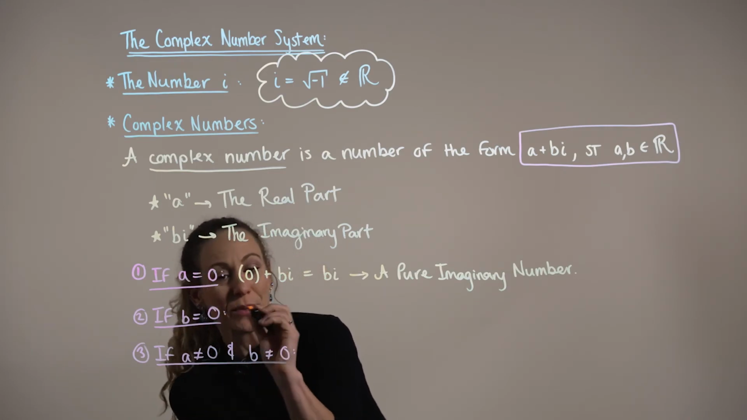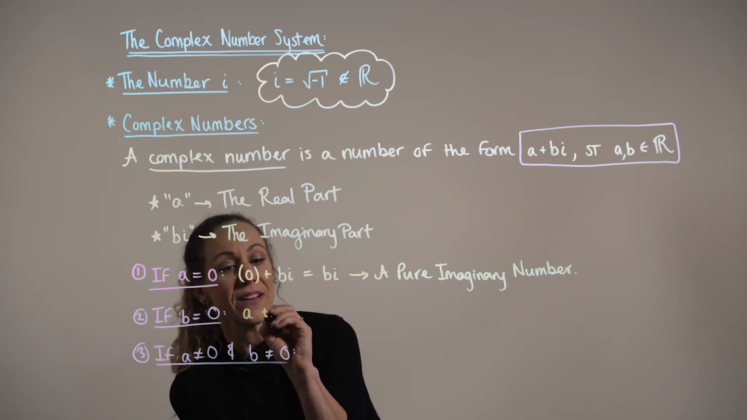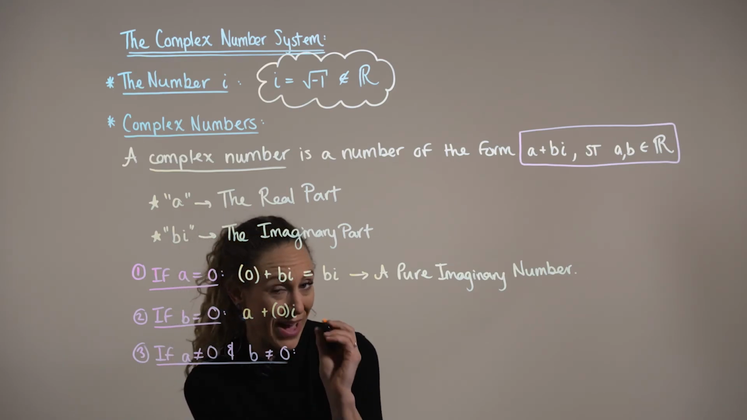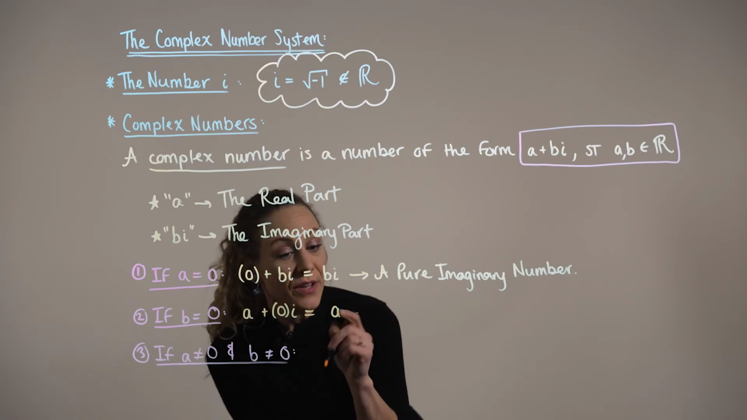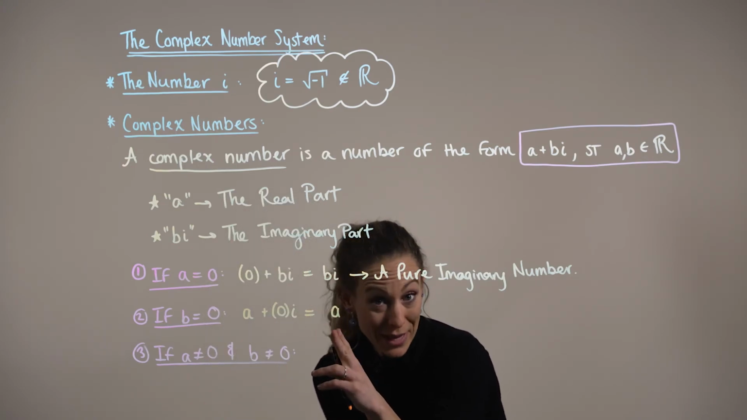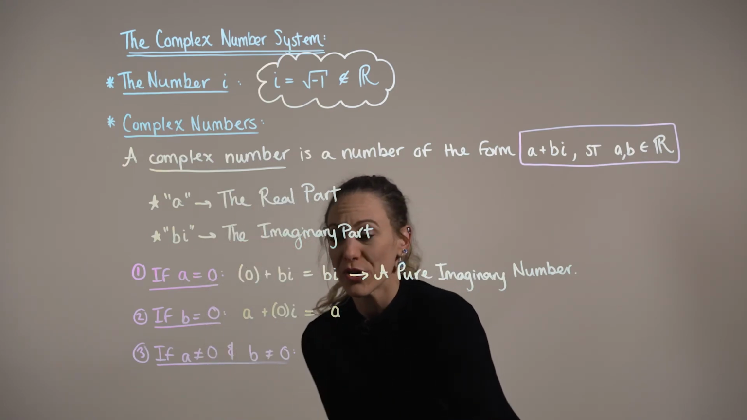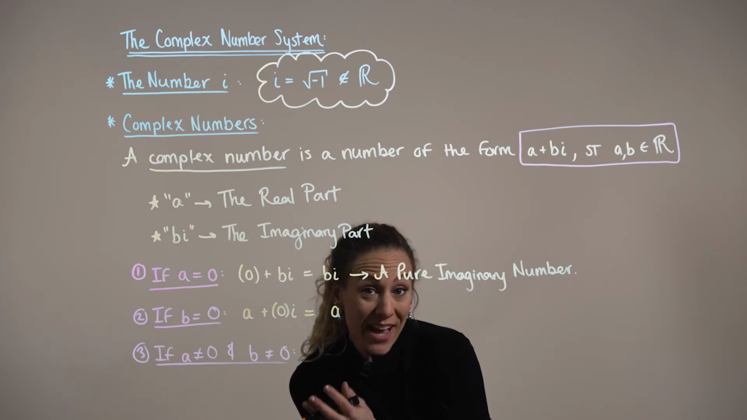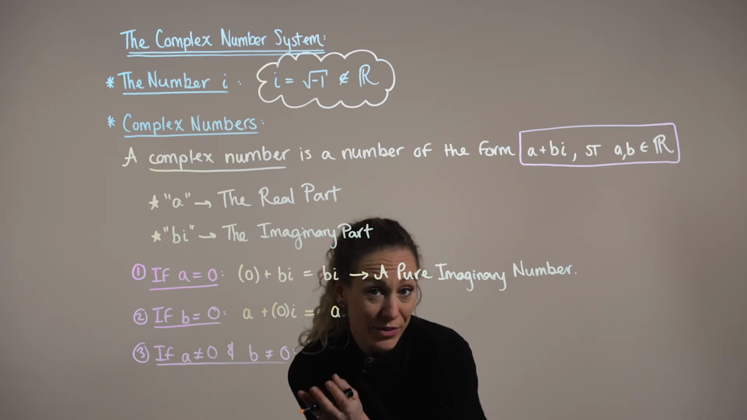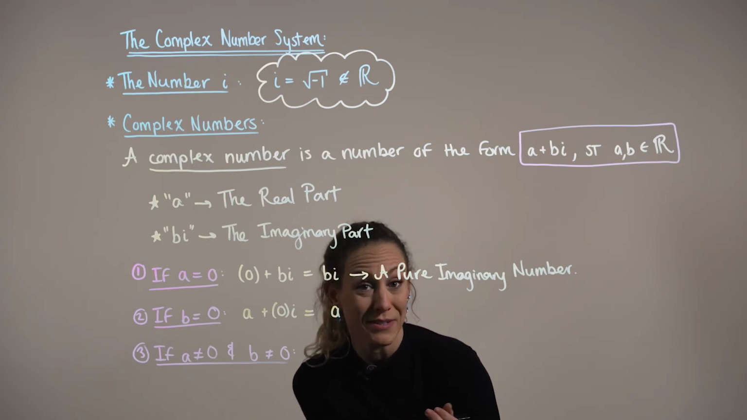Now, let's think about case 2, where we're letting b be 0. Plugging b equals 0 into our complex number, we have a plus 0 multiplied by i, which leaves us with a. Keep in mind, a is the real portion. So what case 2 is telling us is that every real number is in fact a complex number as well.